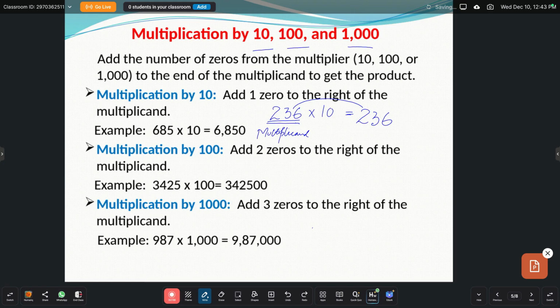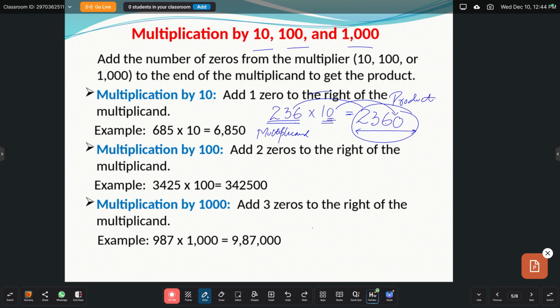And what? Yes, you will write down the multiplicand first. For finding the product, you will write down the multiplicand and then you will add a zero to the right of this multiplicand. Okay, why a zero? Because 10 has only one zero. Whenever you have to multiply any number by 10, what will you do? You will write down the multiplicand and then you will add a zero to the right of that multiplicand. That will be your product.